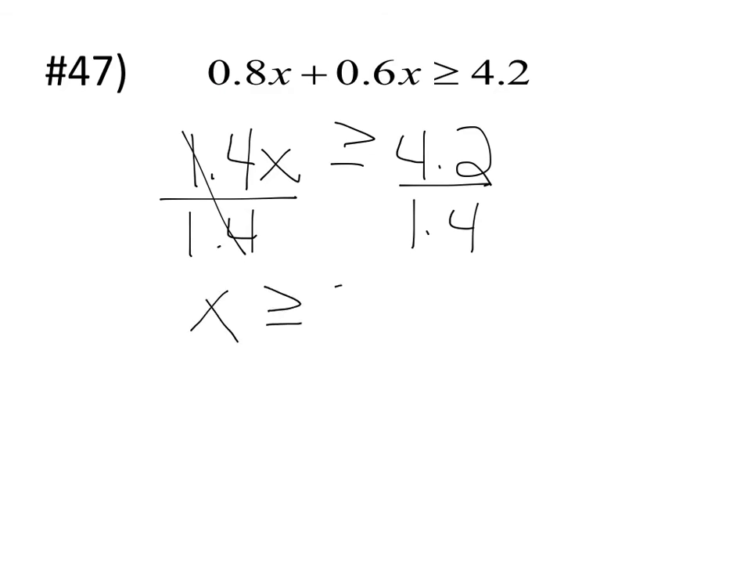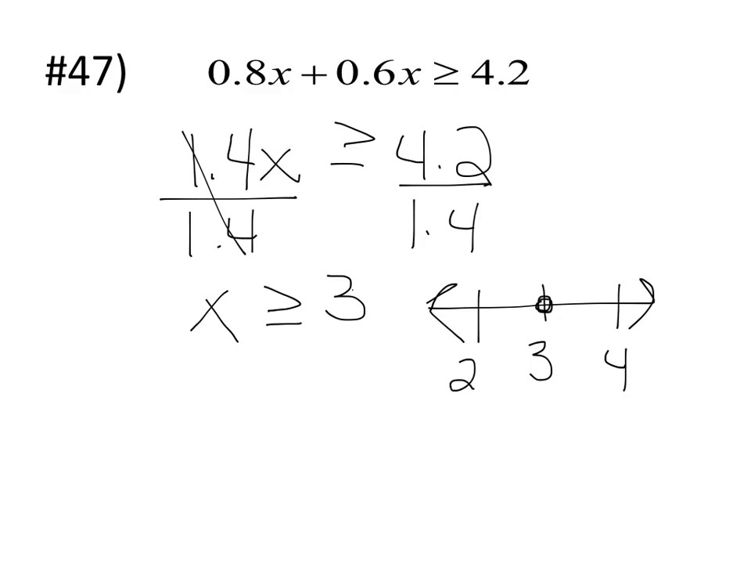So I've got x is greater than or equal to 3, not 2. I'm not sure what happened there. So I'm going to go ahead and graph this. 3 goes in the middle, 4 and 2. It's a closed dot.